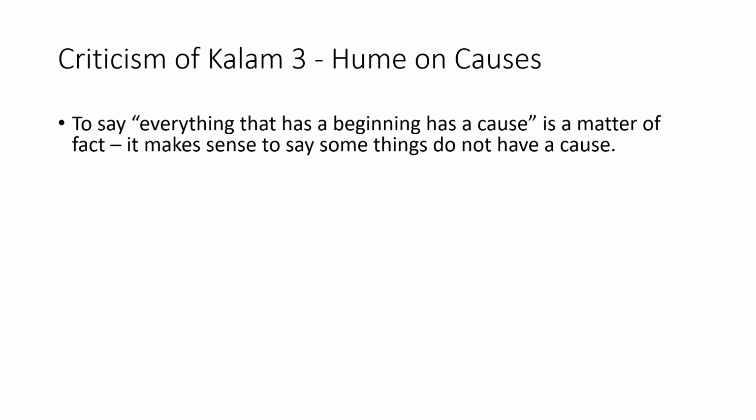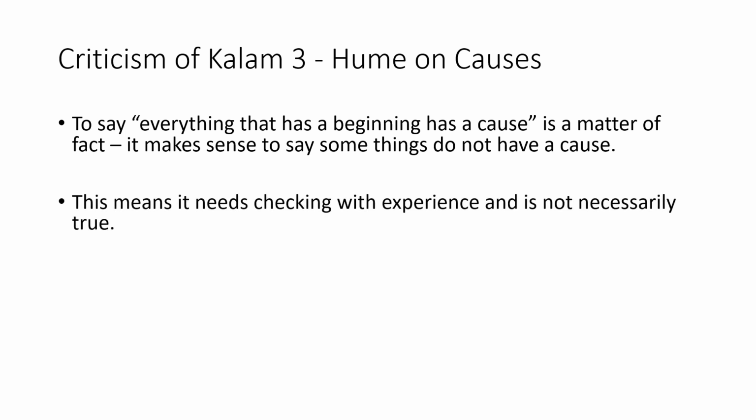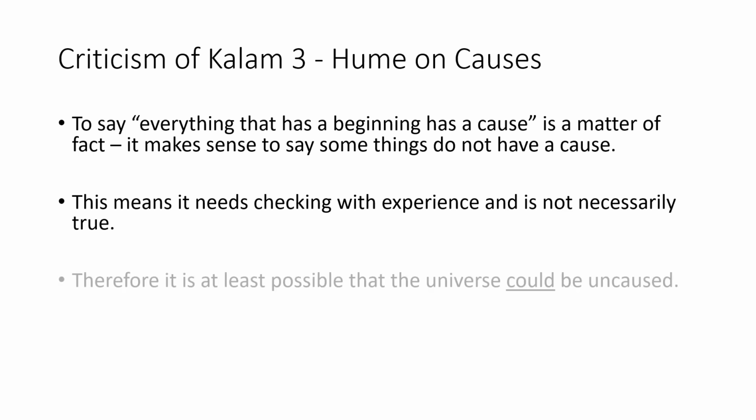In fact, we've just looked at examples which seem to be intuitively plausible, things that can be uncaused, perhaps, or extend infinitely. So for Hume, this is a truth which would need checking with experience and isn't necessarily true. It's not a universal claim which has to be true. It's something which perhaps makes sense in some cases, but is not impossible to imagine exceptions to. Therefore, it is at least possible for Hume that the universe could be uncaused. We can't simply assume the truth of this principle.